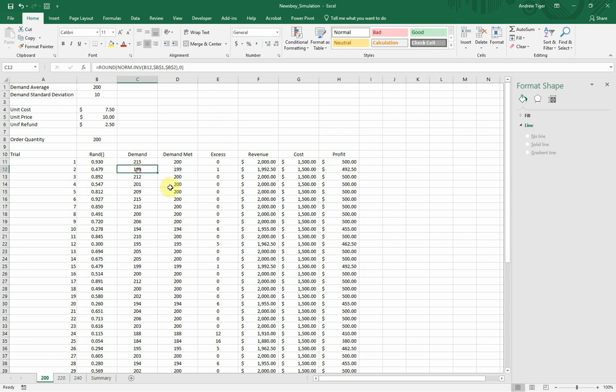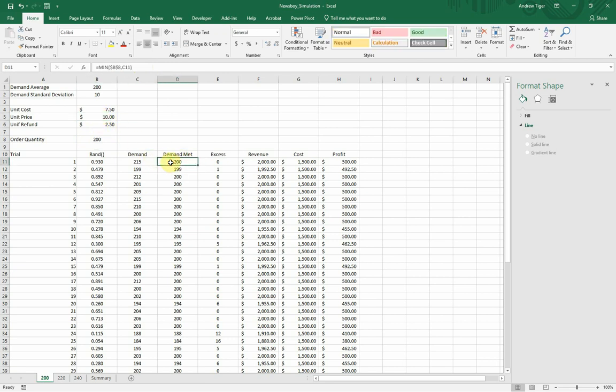The next time that I simulated it, the demand is less than 200, so I can only sell what my demand is. This one I sold my order quantity. This one I sold my demand. When the demand is bigger than the order quantity, I sell the order quantity. When the demand is smaller than the order quantity, I sell the demand. How did I do that? I just used a MIN function, the min of this and this. That's how I determine how many calendars I sell. So this tells me how many I'm going to sell, and if I multiply that by $10, that's what my revenue is going to be.